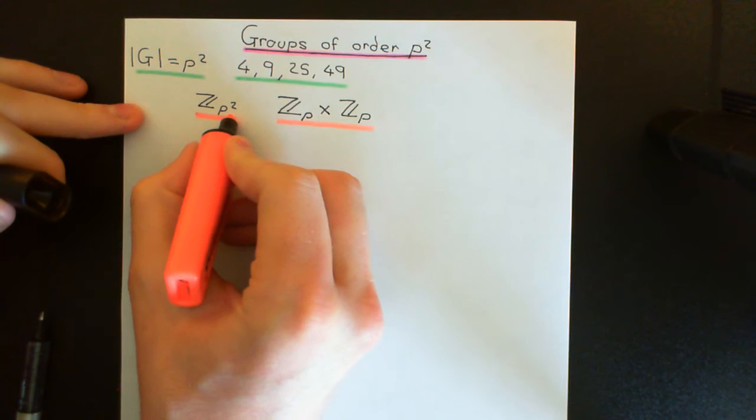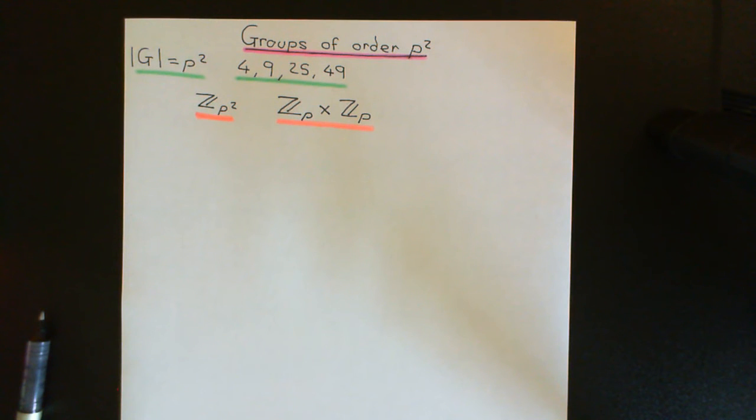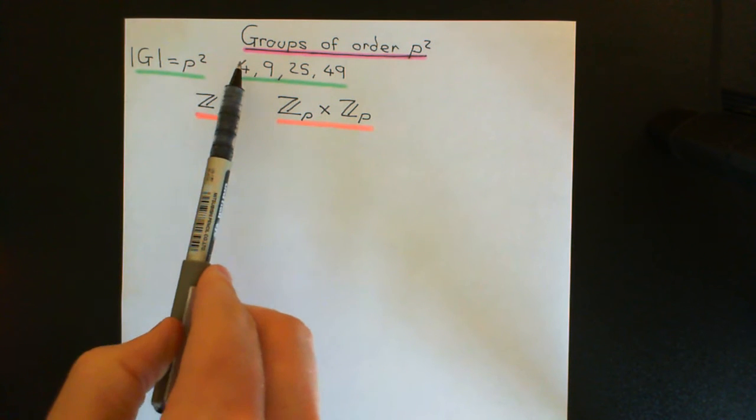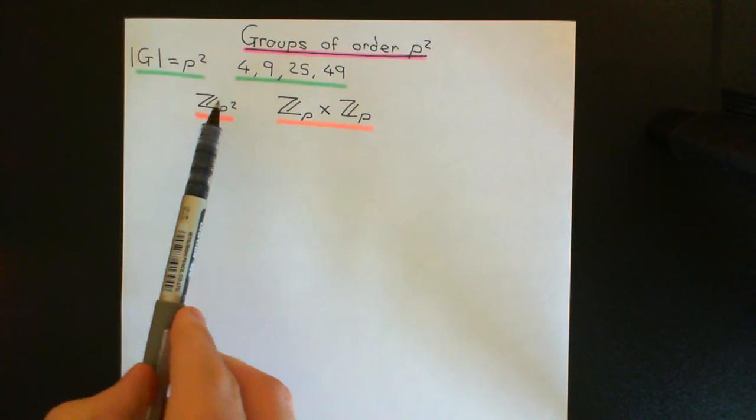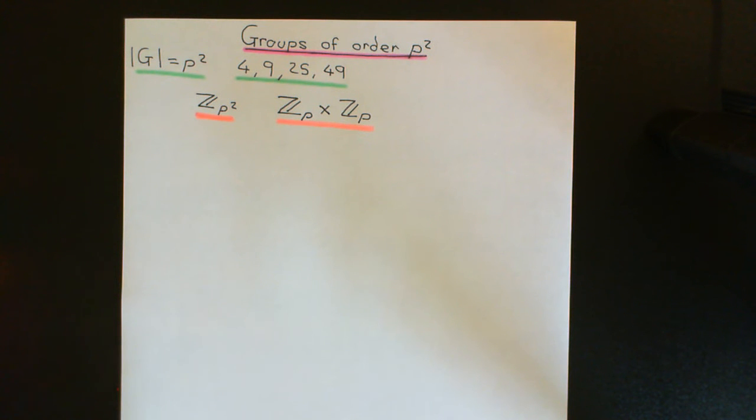So in a sense, these are the only 2 groups that exist of order P squared. So in the case of 4, the 2 options are the cyclic group on the set of 4 elements, and then Z2 cross Z2, which is of course the Klein 4 group. Okay, and then it generalizes for 9. The 2 options are Z9, the cyclic group on the set of 9 elements, and then the cyclic group on the set of 3 elements direct producted with the cyclic group on the set of 3 elements. Okay, but those are the only options. Okay, so we will come on to proving this.